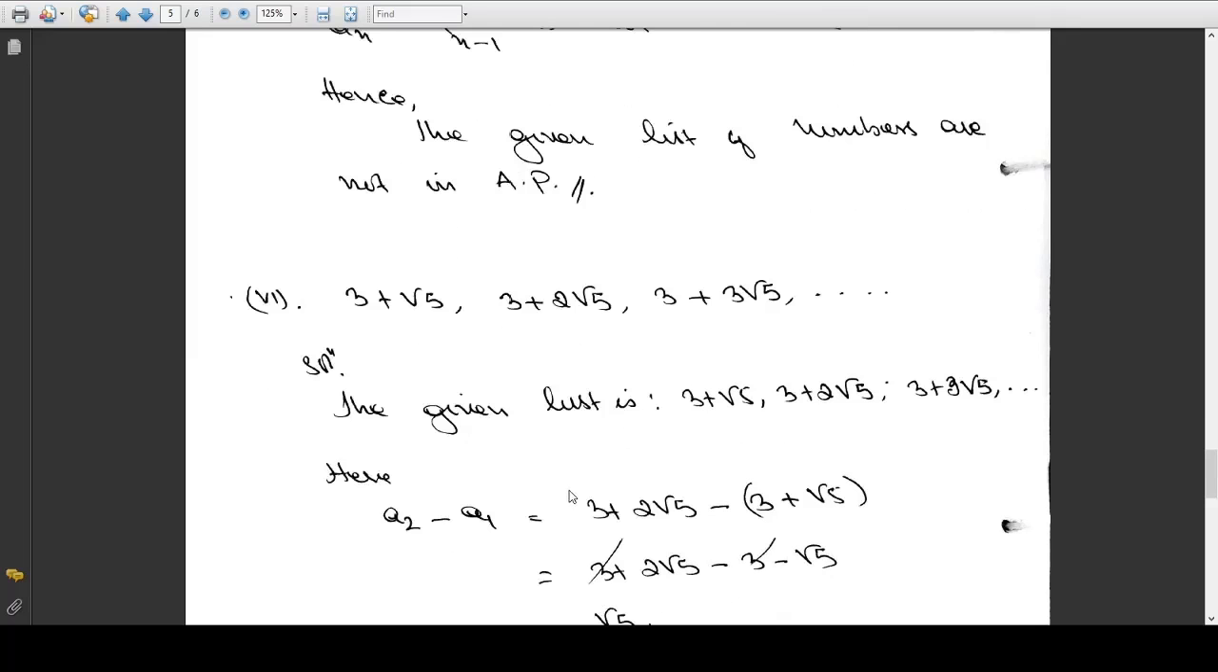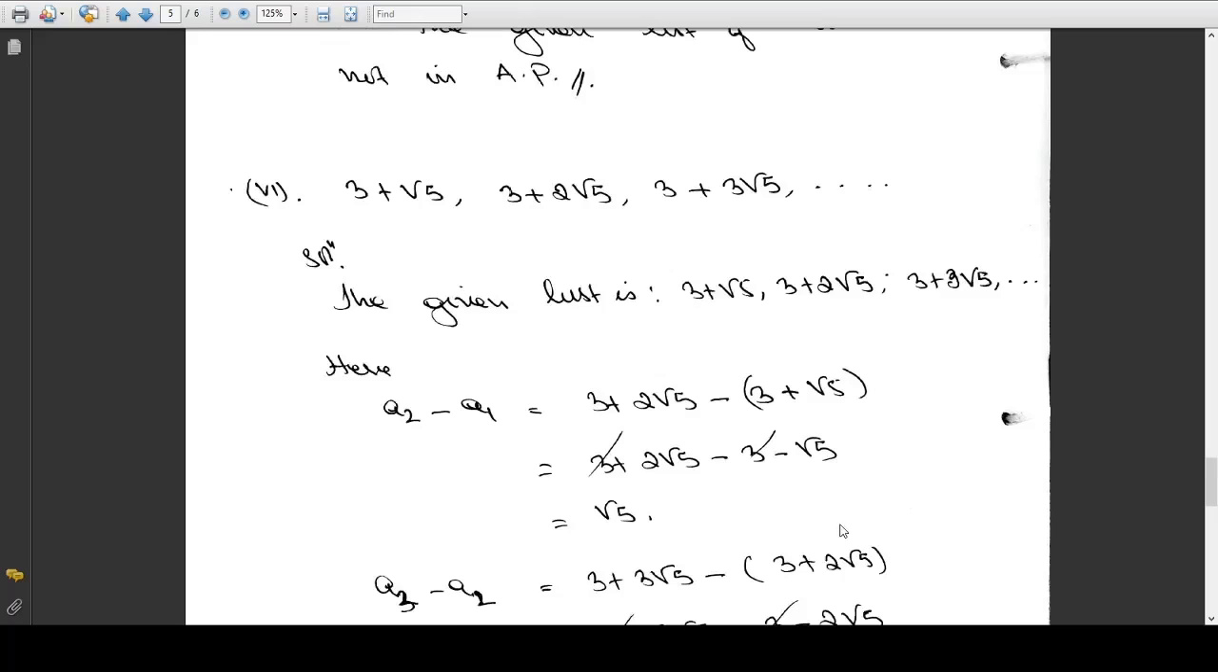3 terms. Second minus first term: the second is 3 plus 2 root 5, minus the first, 3 plus root 5. Because they have 2 terms, you have to keep them inside brackets. Now 3 plus 2 root 5, minus with plus 3 is minus 3, minus with plus root 5 is again minus. Then 3 minus 3 is 0, and 2 root 5 minus root 5, you will remain with only root 5.